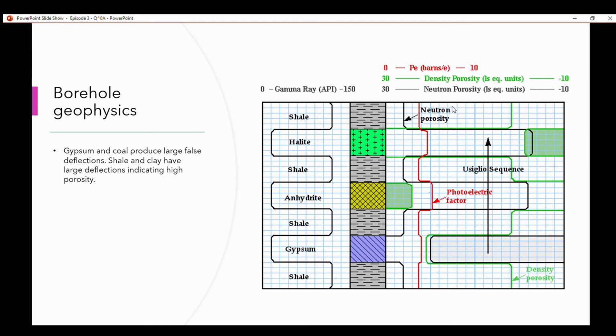Density as well. So gypsum and coal produce large false deflections. Shale and clay have large deflections indicating high porosity.